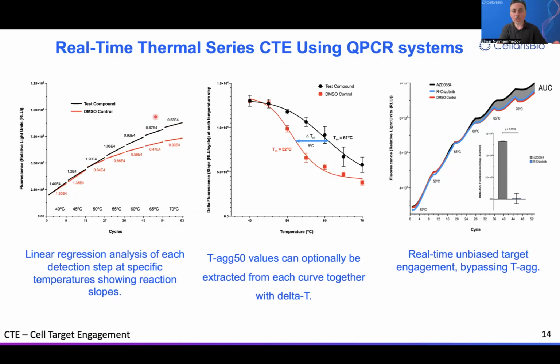You can use this slope data for generating delta Tm or delta Tagg, in this case with and without the compound engagement. And then finally, if you want to measure the potency of engagement, you can calculate area under the curve for every dose of that ligand, compare that to the DMSO control, and then transform that data and plot it against the dose in whatever format, and you have the EC50. We will be talking some more about this in our future webinars.